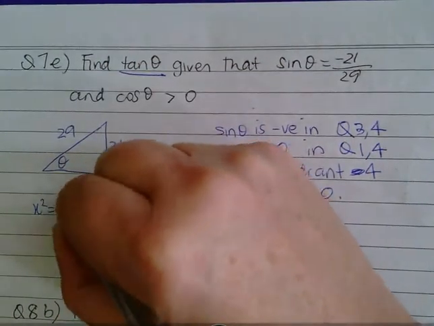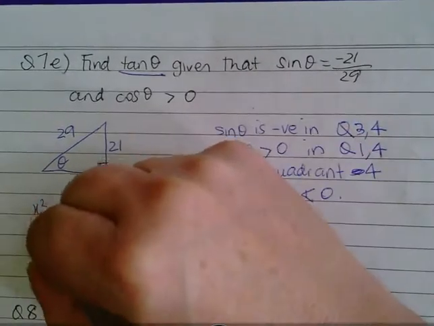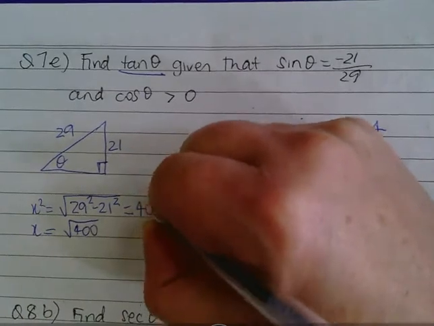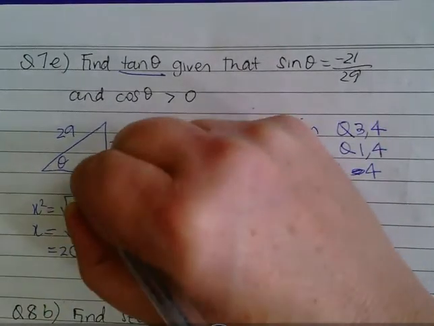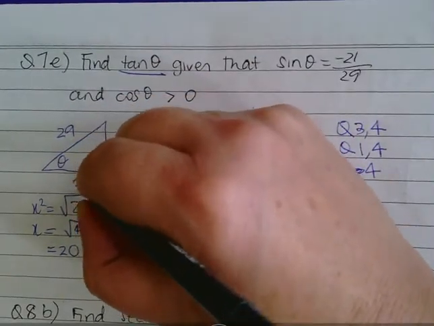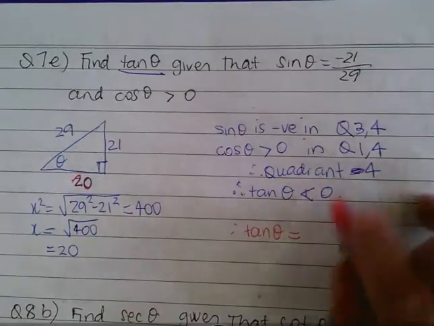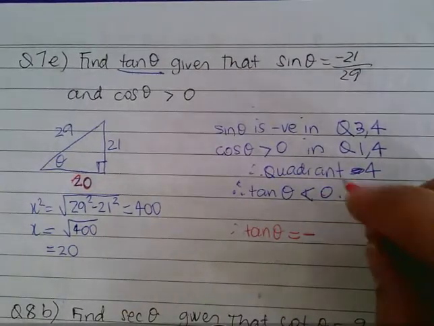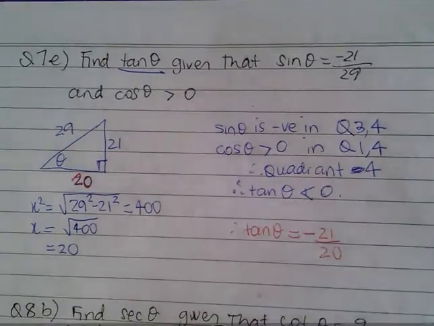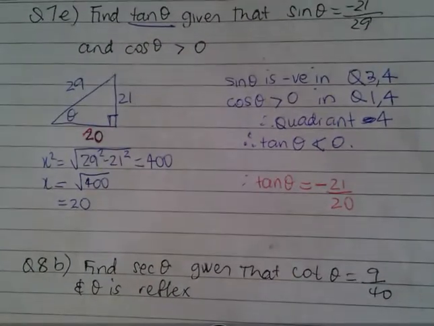So did anyone work out the missing side? What did you get? Missing side's 20. Beautiful. So what's your answer? Because of this, we know we're in quadrant 4. Tan theta is negative, so it's negative opposite over adjacent. 21 on 20 is your answer. Negative 21 on 20.